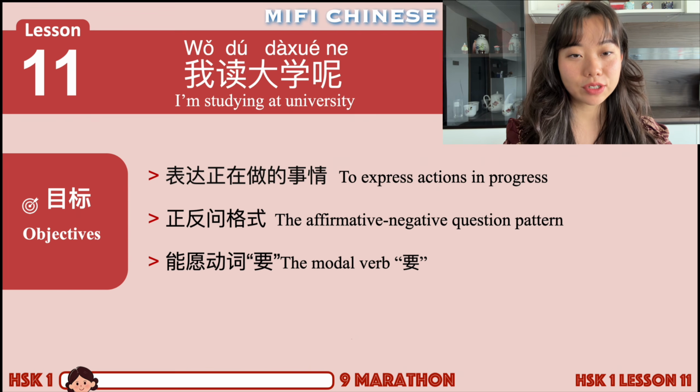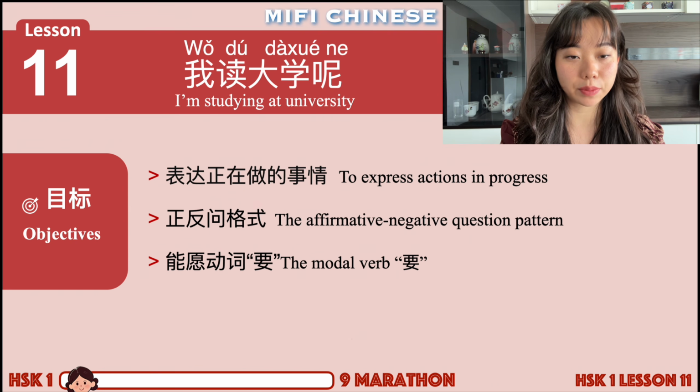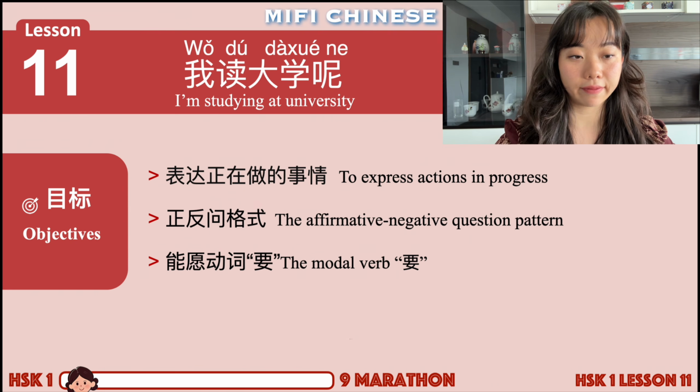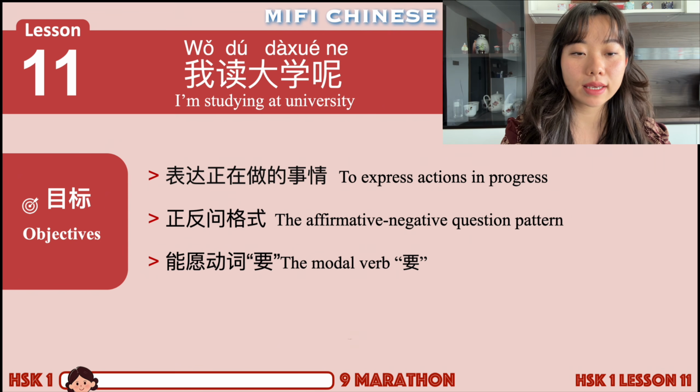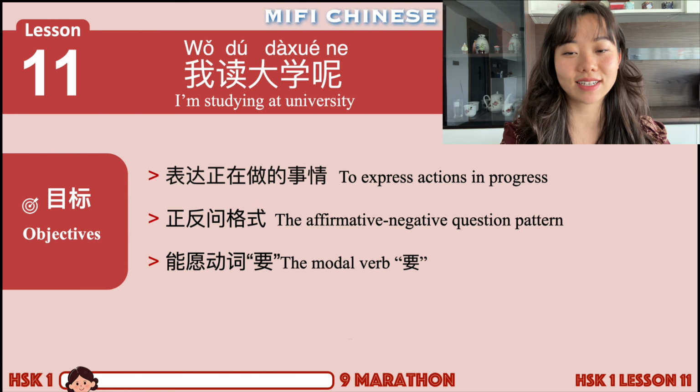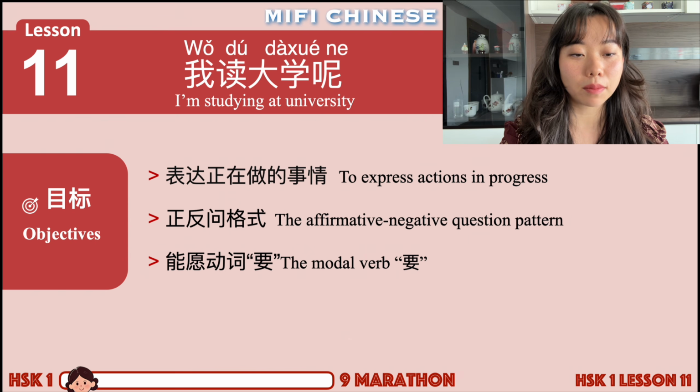Okay. First of all, let's take a look at all the objectives we're going to go through for lesson 11. First one, to express actions in progress. So in English, it's like I'm doing something. We will learn this expression in Chinese. Second one, the affirmative negative question pattern. Okay, what does it mean? We'll explain this in detail in the language point session. And last one, the modal verb 要. Right? Previously, we learned one modal verb, which is 想, right? 想 means want to. Want to. Okay, so very good.